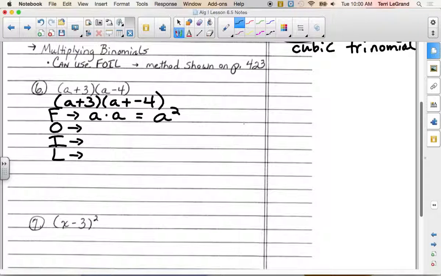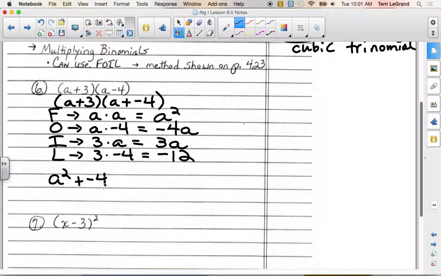The O step, A times -4, the outer ones, the ones that are on the outside of the lineup. And that becomes -4A. What's the I step? 3 times A, and that becomes 3A. And what's the L step? 3 times -4. And 3 times -4 is -12. Okay. Now what we do is we just move all those pieces down and they become an addition problem.